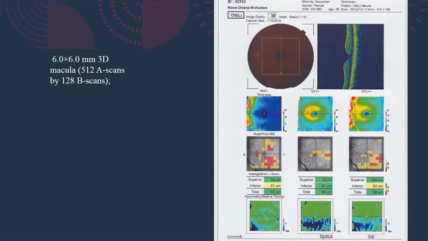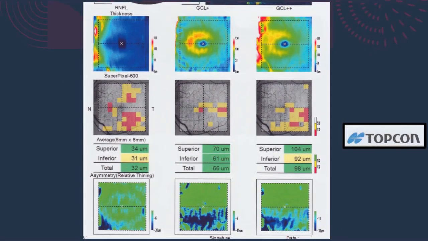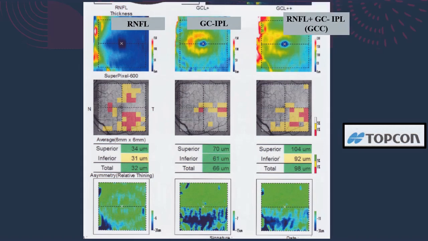The macular area, 6 by 6 millimeters, 512 A scans, repeated 128 times B scans. As you notice here, this is the retinal nerve fiber layer. Ganglion cell plus means ganglion cell plus inner plexiform layer; ganglion cell layer 2 pluses means retinal nerve fiber layer with the ganglion cell with the inner plexiform layer.